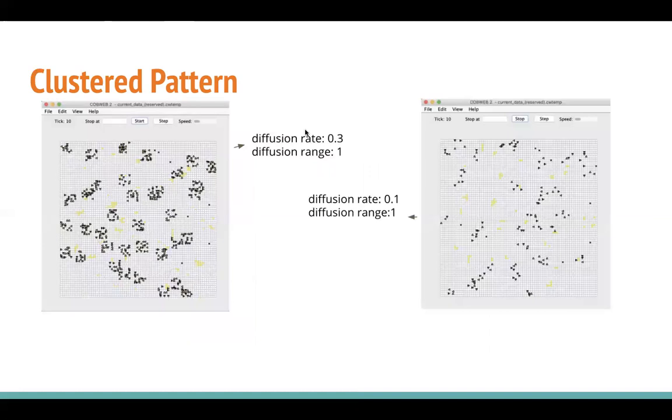For our two examples, we compare the two models with different diffusion rates, which is 0.3 on the left and 0.1 on the right, and it shows that the model on the left is more clustered than the other one.